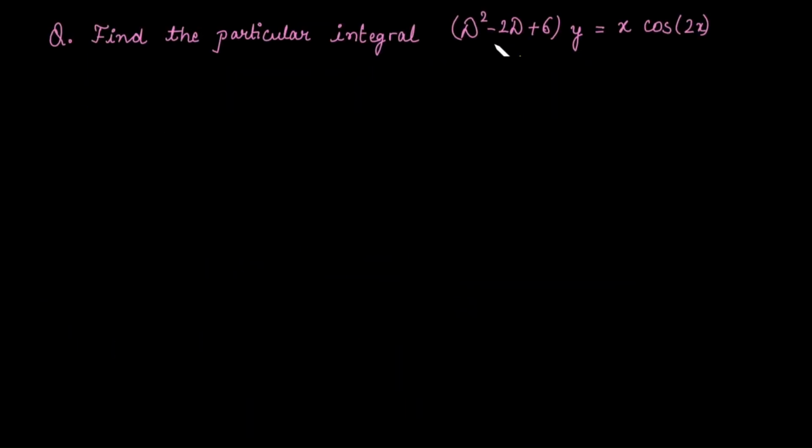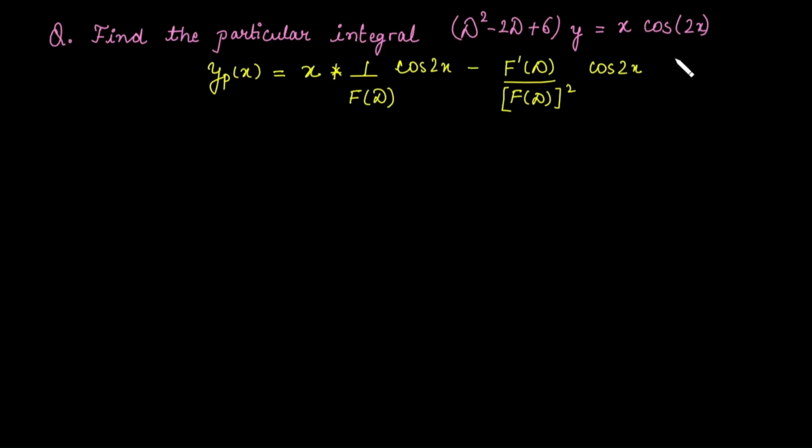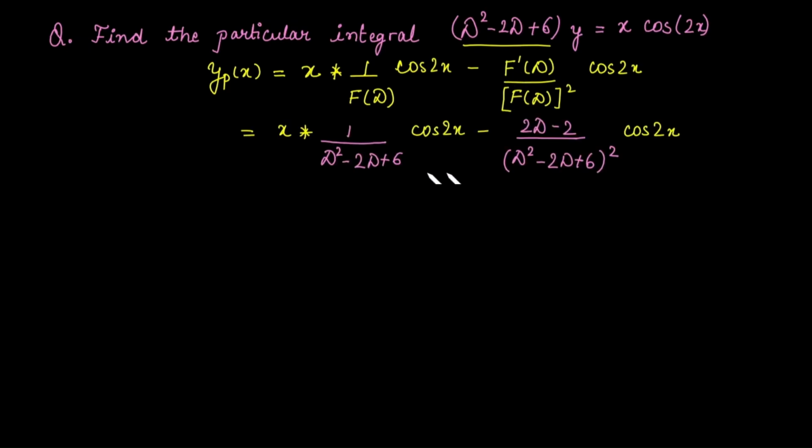The next example is to find the particular integral of this differential equation. In this case we have x into cos 2x as the function. Now apply that formula. According to the formula we have the particular integral of this form. Now what is the function of D? The function of D is D squared minus 2D plus 5. So substitute this function of D over here and take the square in the denominator, and in the numerator we need to take its derivative. What is the derivative of this term? That is 2D minus 2. So after substituting these values we have this form.